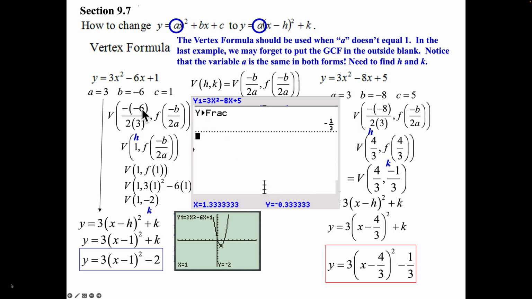All right, so there's your two techniques, completing the square and the vertex formula. Completing the square works great when there's a 1 in front of your x squared. If it's not a 1 like these two examples, then use this vertex formula and your calculator to help you out.